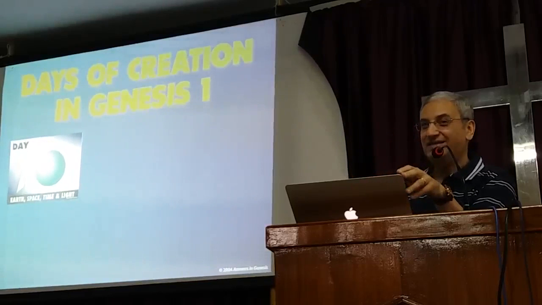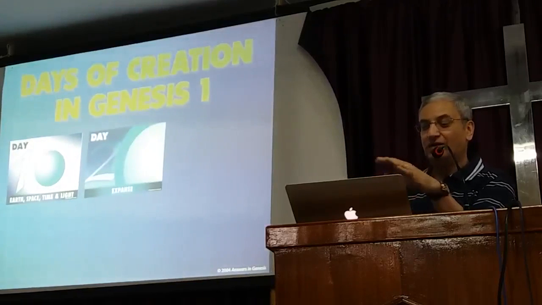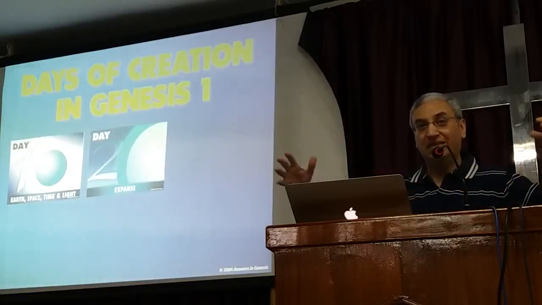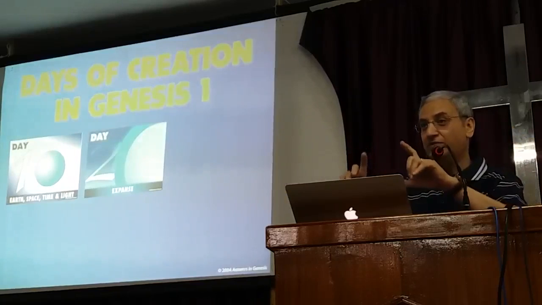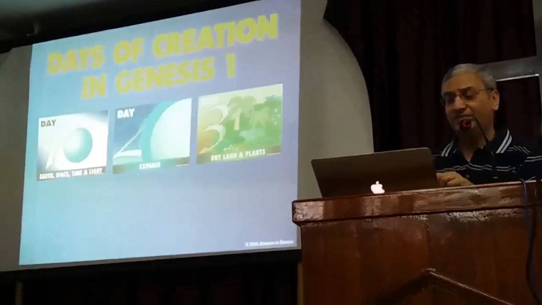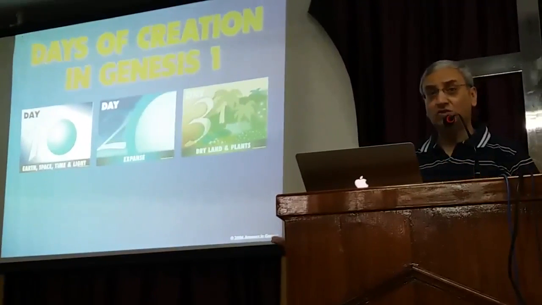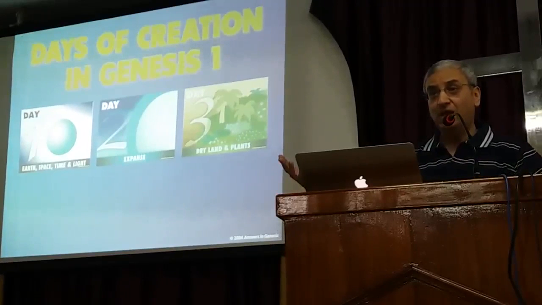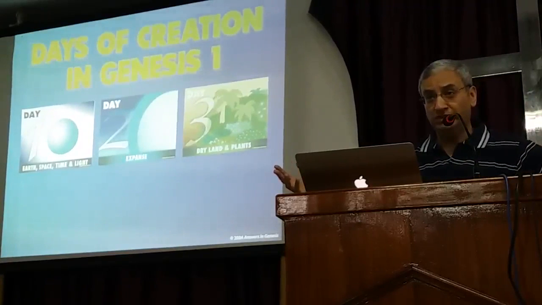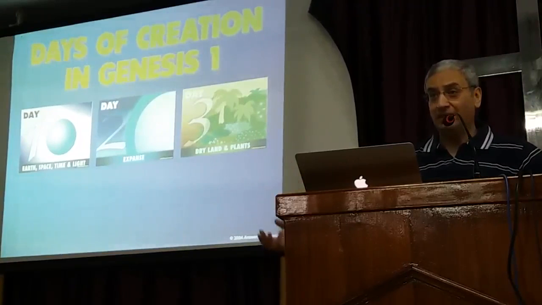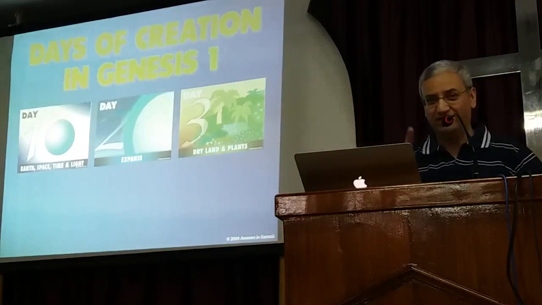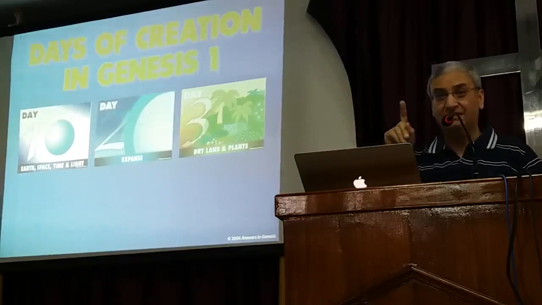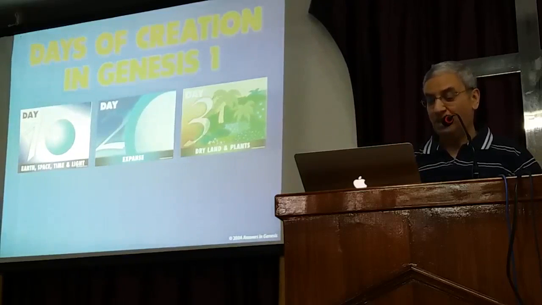Okay? Day 2. What happened in day 2? God built the expanse, the outer space, and the atmosphere around the earth. Day 3, God ordered the solid land to appear, and the waters became the oceans, and he created the plants according to their kind. According to their kind. Remember that. Repeated 10 times in chapter 1.